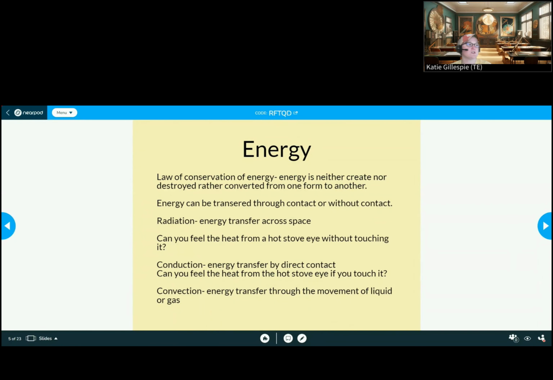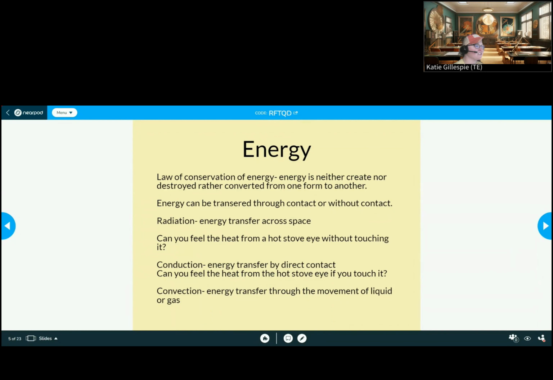Energy can be transferred through contact or without, and we call it something different, right? Radiation is the transfer of that energy across space, could be like the vacuum of space, very important to the latter part of our semester here. So, transferred across space doesn't have to have direct contact, right? Just like if you were to walk up to an eye on your stove that's on and you can feel that from a distance, right? You know, no, no, no, don't touch that. That's still hot. So you can feel it from a distance. That's radiation, the radiation of heat.